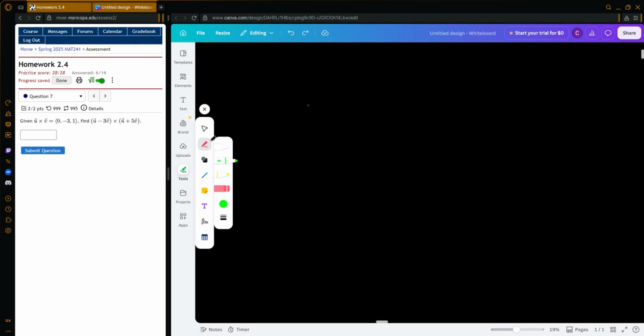Alright, given u cross v is equal to this, find u minus 3v cross u plus 5v. Okay, so this is like the distribution rule. So u minus 3v cross u plus 5v. Okay, so we're going to do this one like distribution.